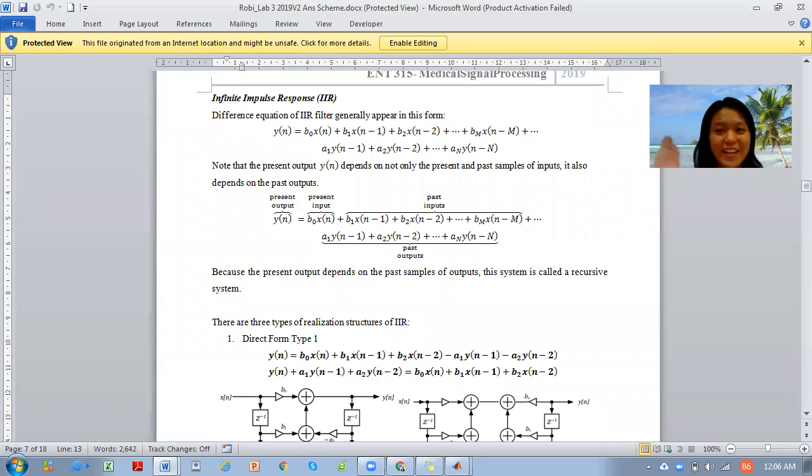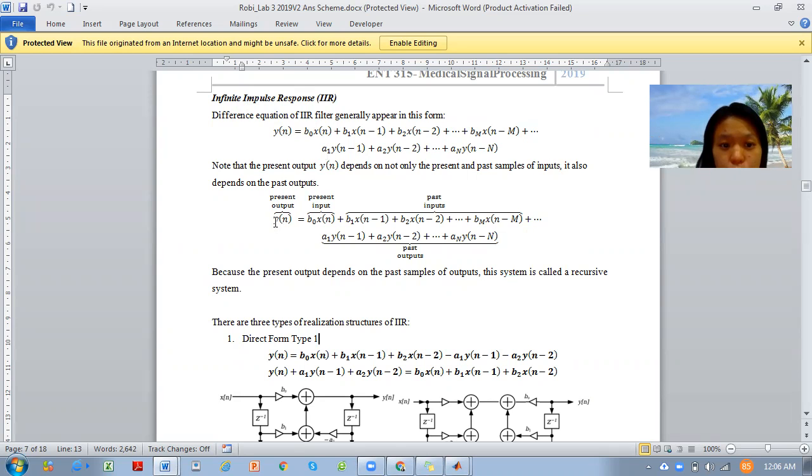Okay, hello class. Today I would like to teach you how to draw an infinite impulse response (IIR) filter. This is the difference equation of the IIR filter that will appear in this form. So this is our transfer function.